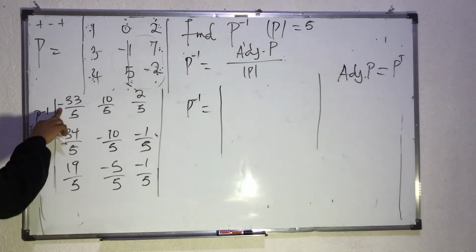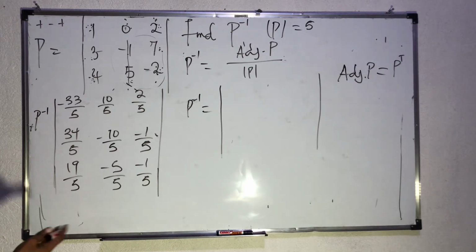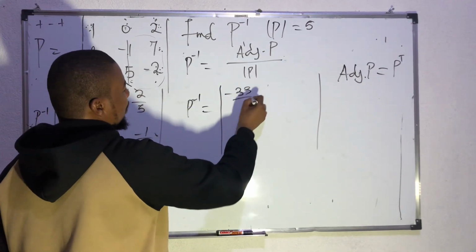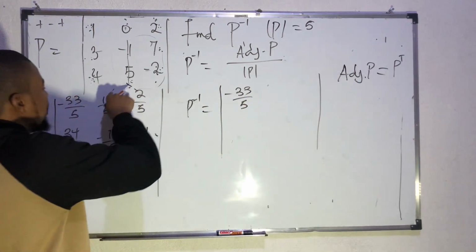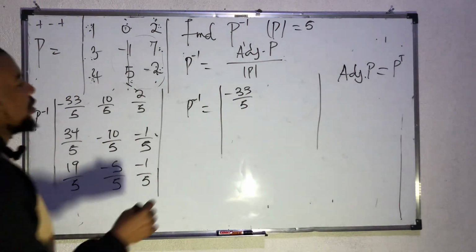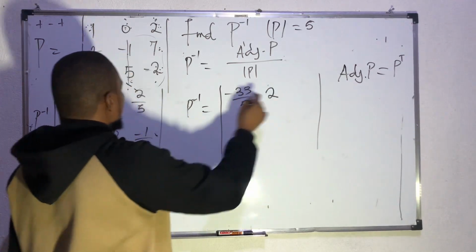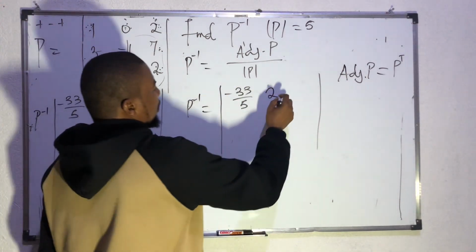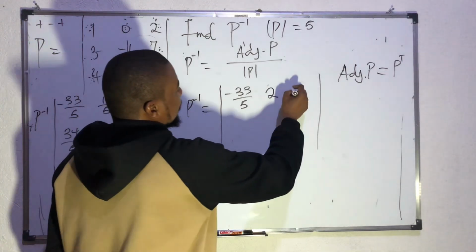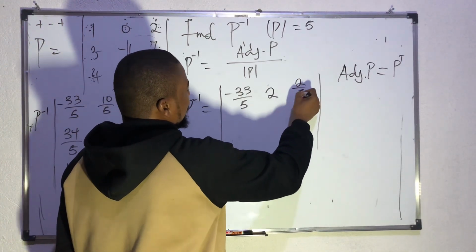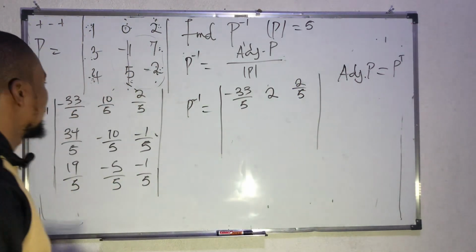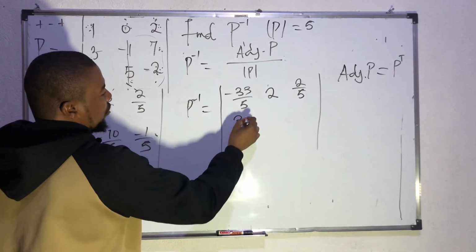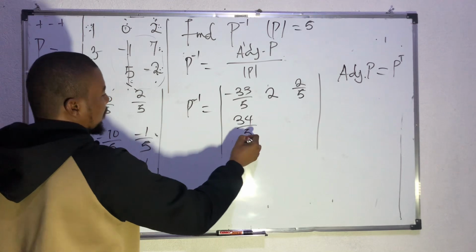Okay, negative 33 over 5 is indivisible, so we're going to leave it as it is, negative 33 over 5. 10 divided by 5 gives us a 2. We have a 2 here. 2 and 5 are indivisible, so we're going to write it 2 over 5. We leave it as it is. Next up, 34 over 5, they cannot go. We leave them as they are.